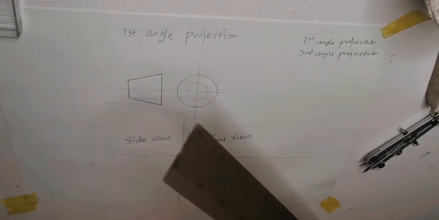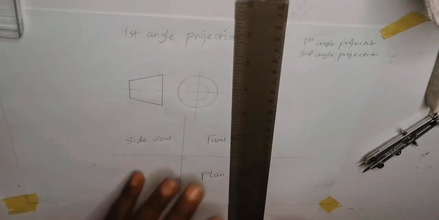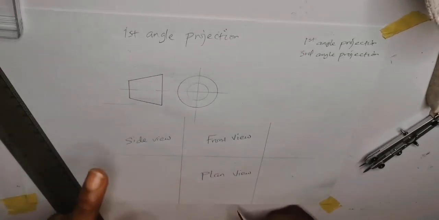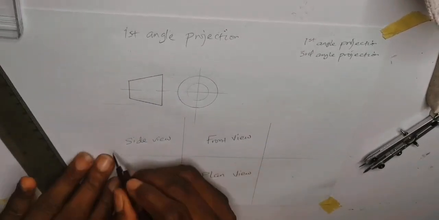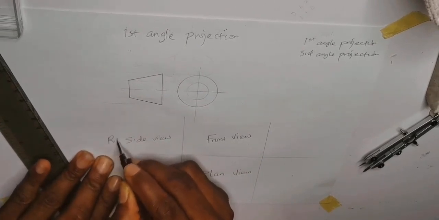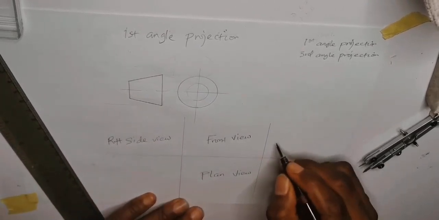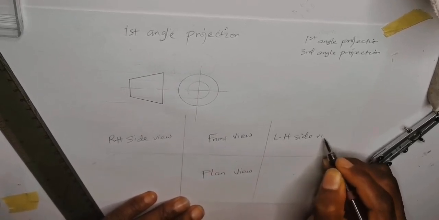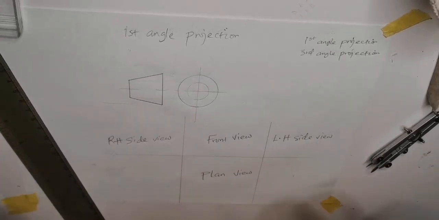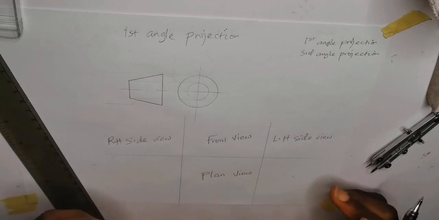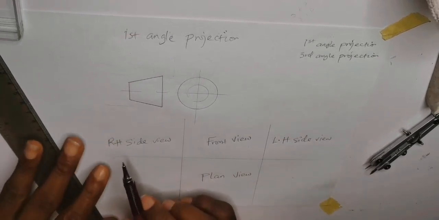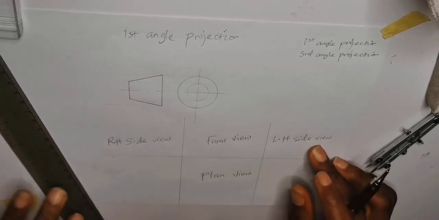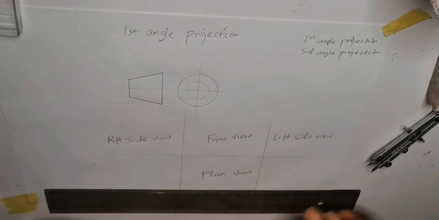Now mind you, we have two side views. In this side, you draw your right hand side view, while in this other side, you draw your left hand side view. As time goes, I will show you why we should draw the right hand side view here and also the left hand side view on this other location. We are not done yet.